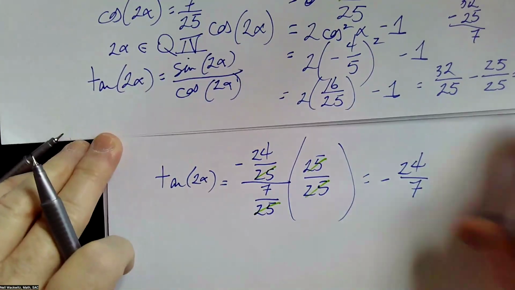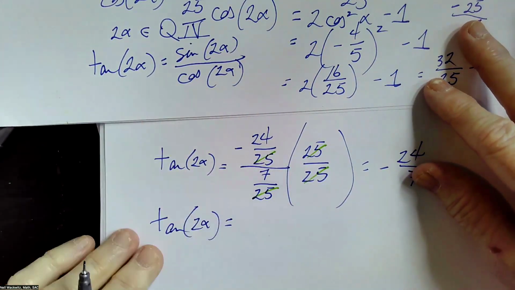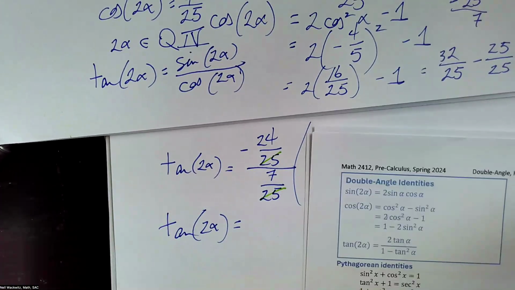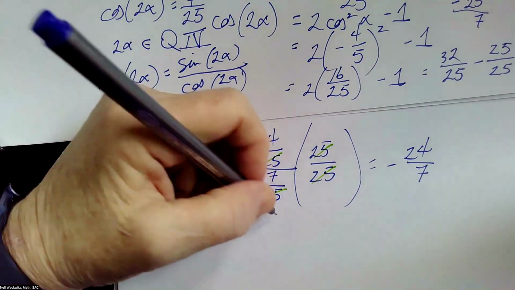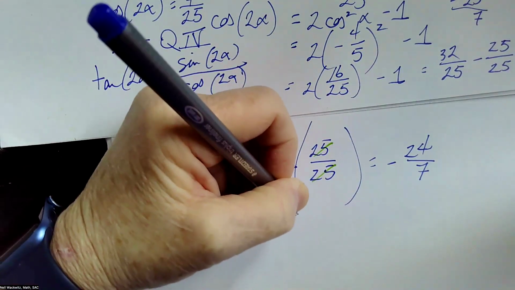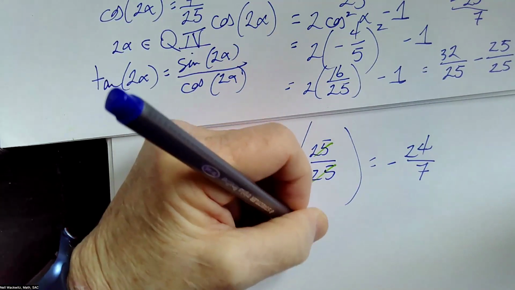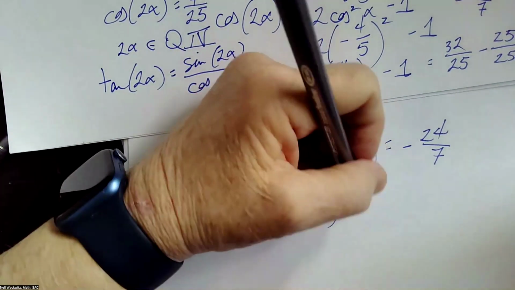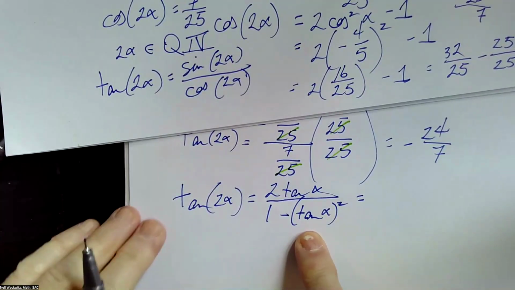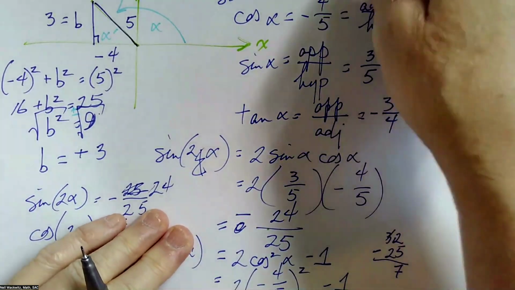Now let's find the tangent of 2 alpha using the tangent formula. 2 tangent alpha divided by 1 minus tangent squared alpha. And I'm going to write tangent squared alpha as tangent alpha squared, just to remind myself that that's what tangent squared alpha means. And we said that the tangent of alpha was negative 3/4.